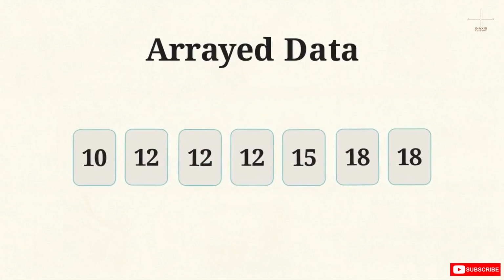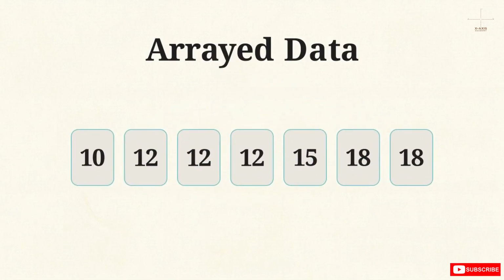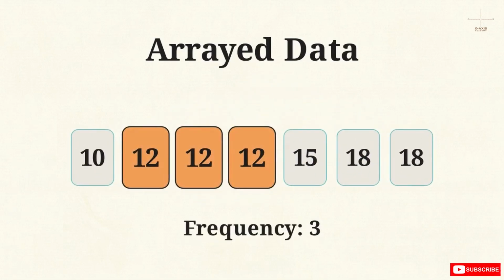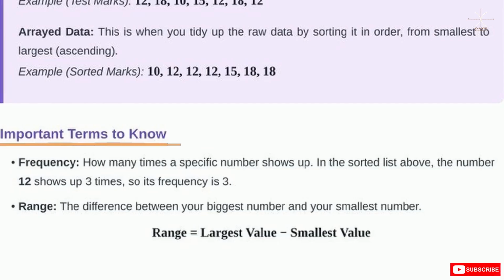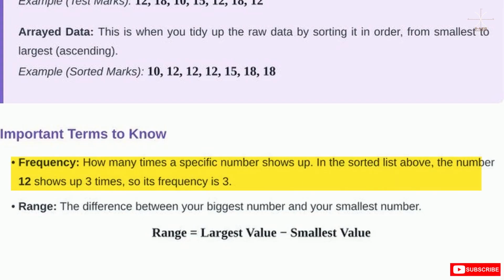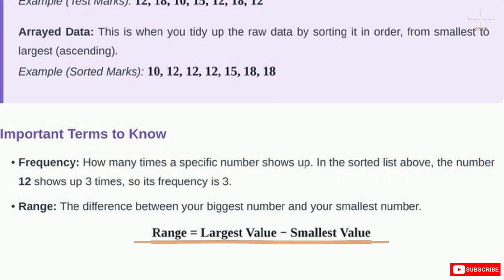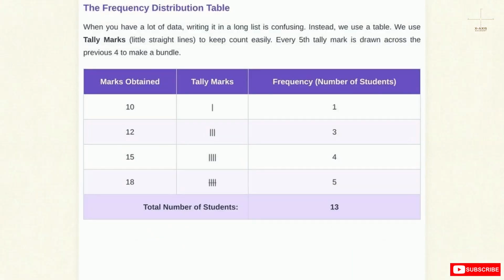We fix this by turning it into arrayed data, which simply means sorting the numbers from smallest to largest. Once the numbers are lined up, we can measure them. Here we see two essential terms. First is frequency, a count of exactly how often a specific number shows up in your list. Second is range, the difference between your highest value and your lowest value, which you find by subtracting the smallest from the largest.